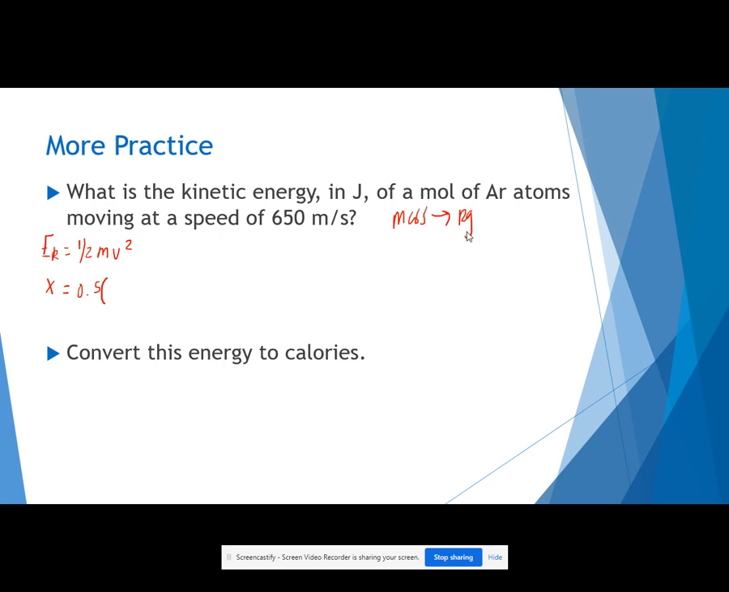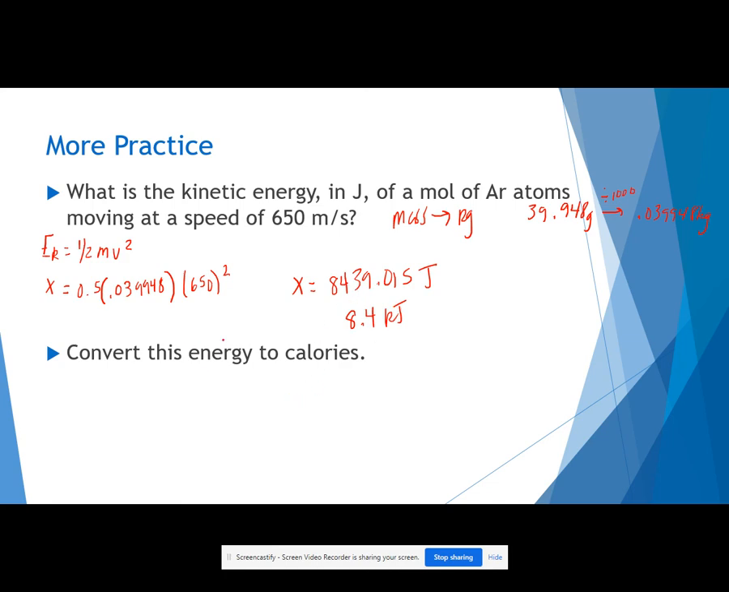If you look on the periodic table, you're going to see that the molar mass of argon is 39.948 grams. In order to change that to kilograms, you want to divide by 1,000. And that gets you 0.039948 kilograms. So I can plug that in there, 0.039948 kilograms. My speed is 650, and then if we square that all, that gives me my kinetic energy. So if I go ahead and do that all, you're going to find out that x equals 8,439.015 joules. And if you wanted to change that into kilojoules, you could also say that it's 8.4 kilojoules because you just divide by 1,000.